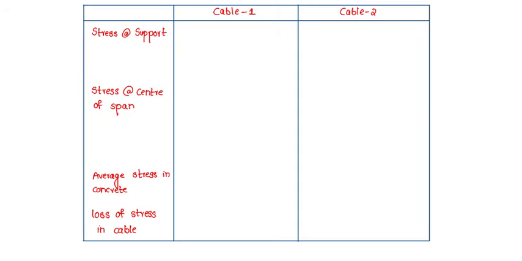In cable 1, stress at supports will be equal to P by A minus PE by I into Y. Substituting, P is 240 into 10 power 3 newtons by area is 3 into 10 power 4 minus P is 240 into 10 power 3 into eccentricity is 50 mm at supports and Y is also 50 by I is 225 into 10 power 6. So that will be equal to 5.3 Newton per mm square.